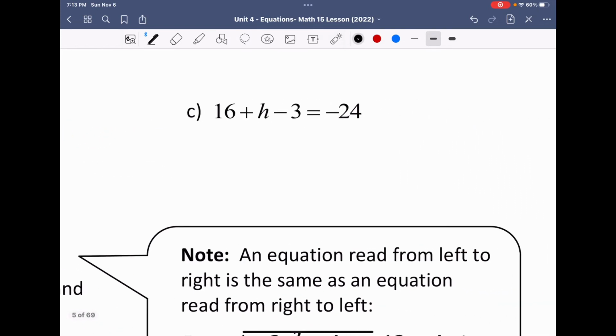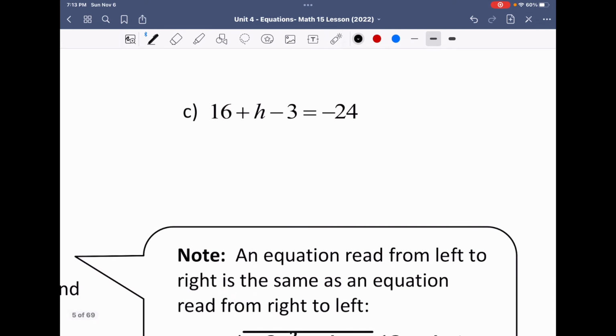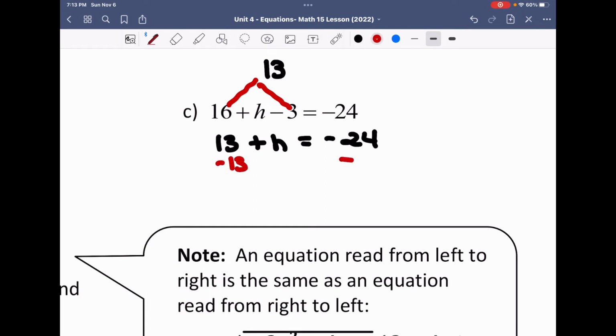Now, I go on to C here. C, I have a couple like terms here. I have 16 and I have negative 3. These can come together to make positive 13. So I go 13 plus h is equal to negative 24. Now I have to undo the operation that's happening here. Subtract 13 from both sides. Therefore, h is equal to negative 37.